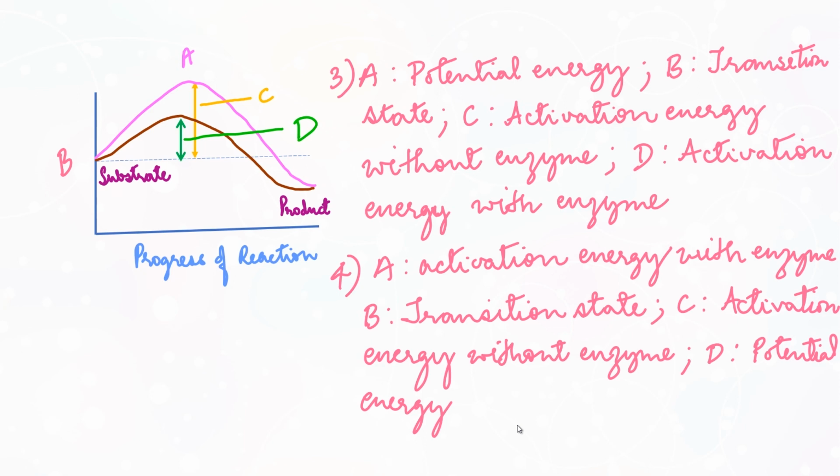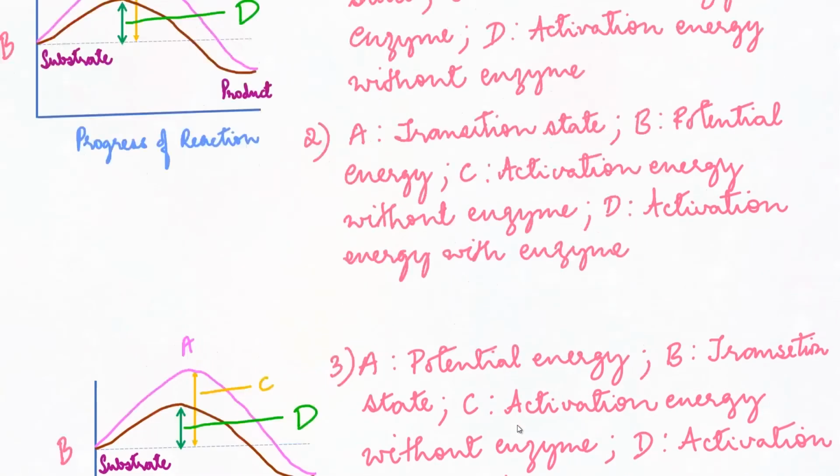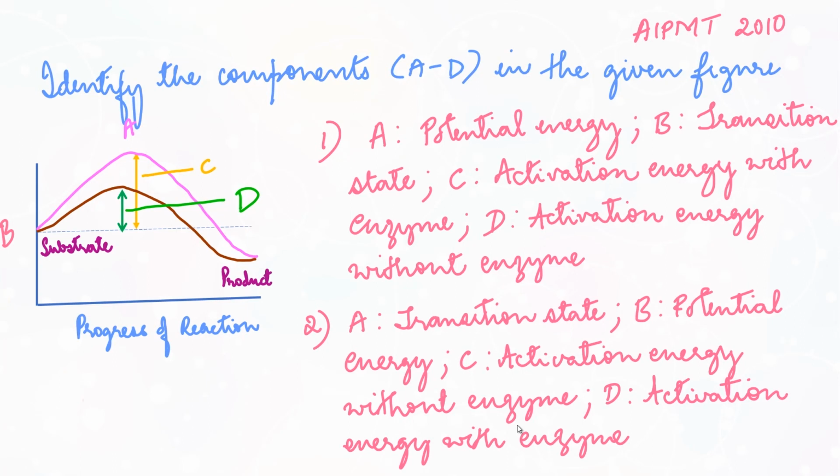This is something, as I already mentioned, that I've discussed in great detail in the video Enzymes. You should probably check that out so that you know this answer. Here I shall just give you the answer. It is option 2. A is transition state, B is potential energy, C is activation energy without enzyme, and D is activation energy with enzyme.